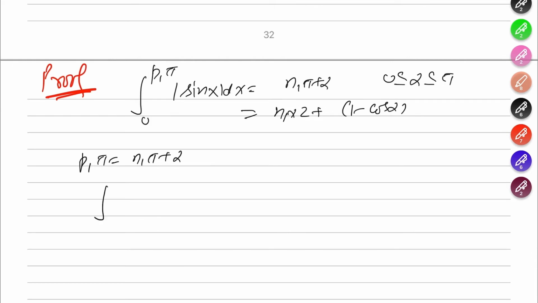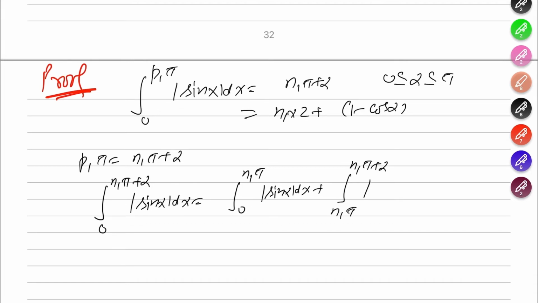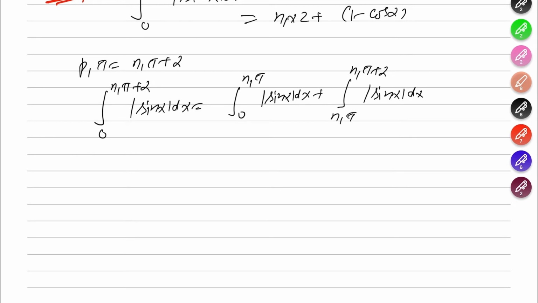Okay, if the upper limit p1 pi is equal to n1 pi plus alpha, we can write this form as the integral from 0 to n1 pi plus alpha of mod of sine x dx, which is equal to the integral from 0 to n1 pi of mod of sine x dx plus the integral from n1 pi to n1 pi plus alpha of mod of sine x dx.